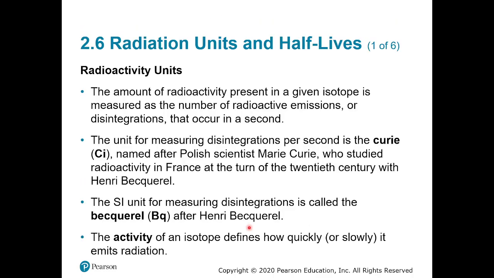So let's talk about radioactivity units. You guys may actually recognize some of these. So the amount of radioactivity present in a given isotope is going to be measured using the number of radioactive emissions, or disintegrations is what they're typically called. So how many disintegrations happen in any given amount of time, that's going to occur in a second. The unit for measuring disintegrations per second is actually the Curie, and that's Ci.